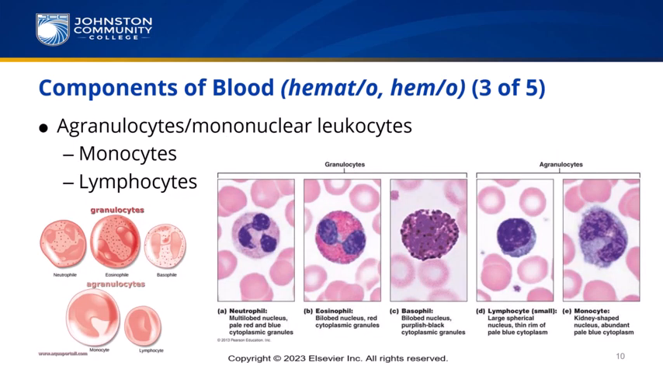Next, we have agranulocytes, which are a second type of leukocyte. Notice that an A has been added in the beginning, denoting an absence of the small grains in the appearance of these cells. They too have another name, mononuclear leukocytes, because their nuclei have only one nucleus. Although these cells originate in bone marrow, they mature only after entering the lymphatic system.